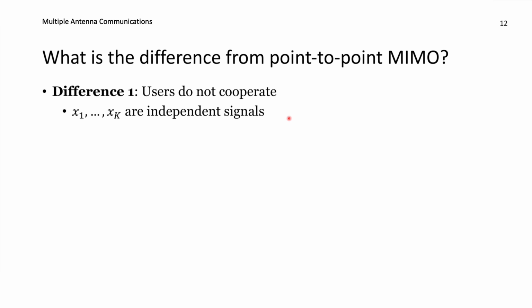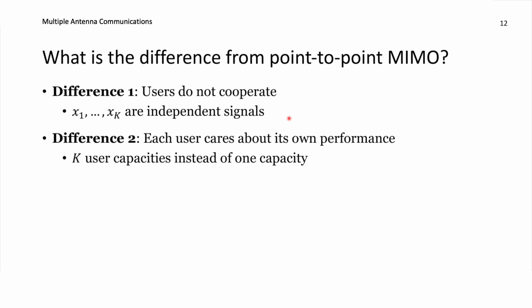The second difference is that each user cares about its own performance. So there is not one performance metric that is describing the whole system. Instead, when we have K users, we need to care about K user capacities instead of just one capacity. So even if we were spatially multiplexing capital S different signals in the point-to-point MIMO case, we only cared about the sum of the rates over these parallel channels. But here we have K users that are interested in their specific rates or capacities.